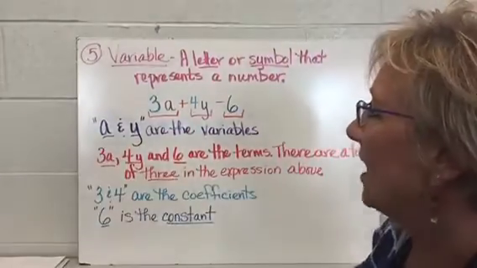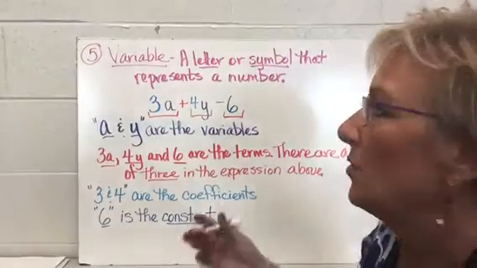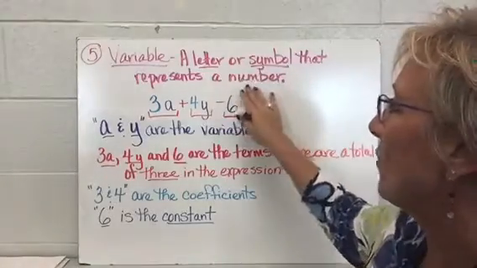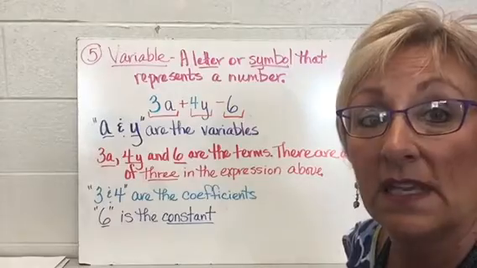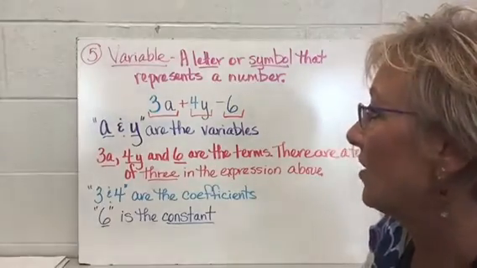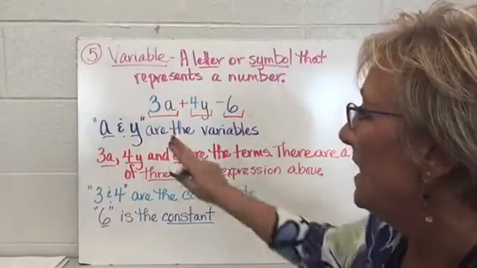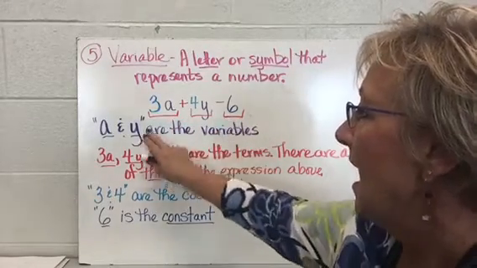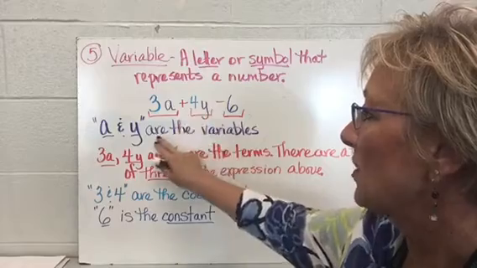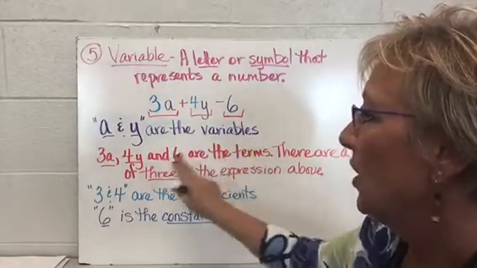The next thing we've got is a variable. What is a variable? It is the letter or the symbol that represents a number. And we are going to be mainly using the alphabet for our variables. For example, it says 3a plus 4y minus 6. A and y, which are in the purple, are the variables.